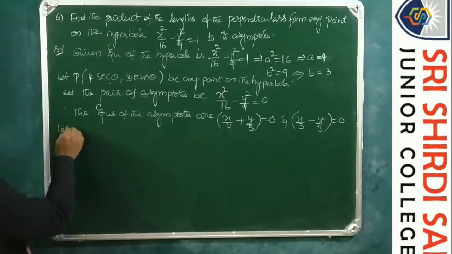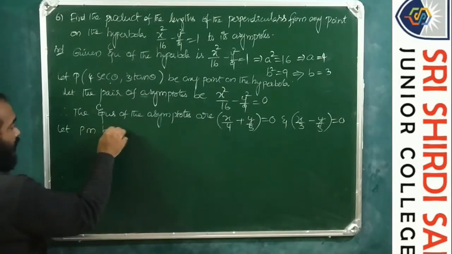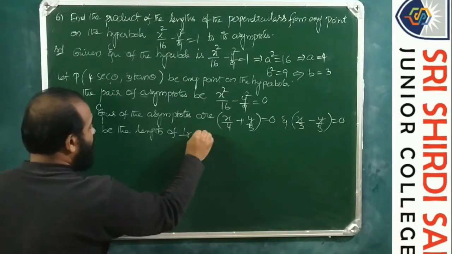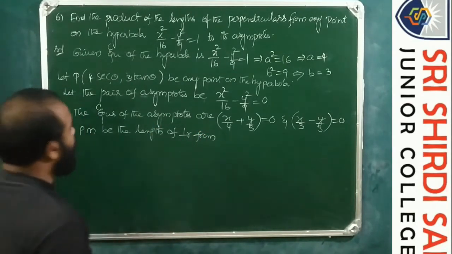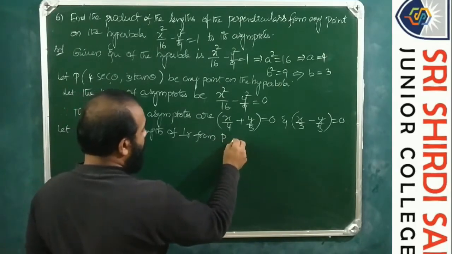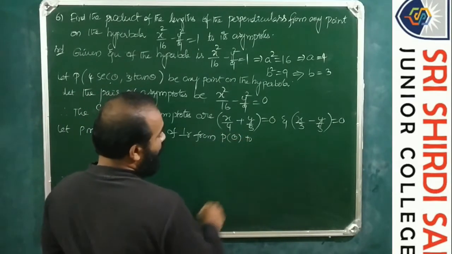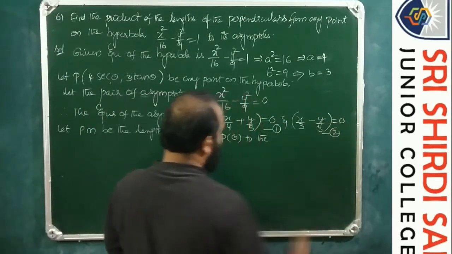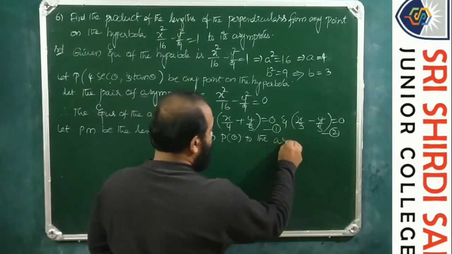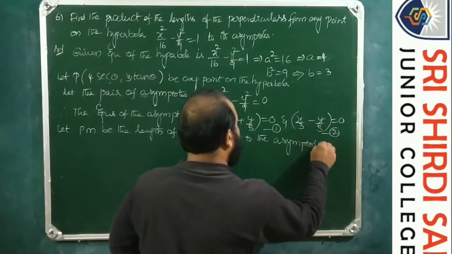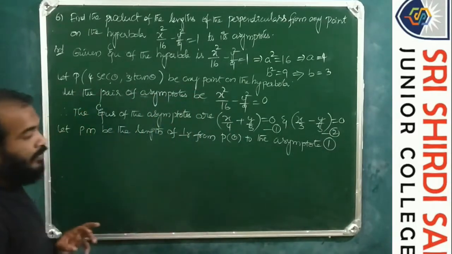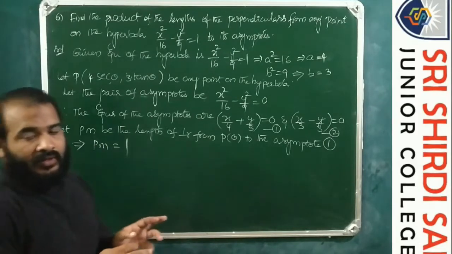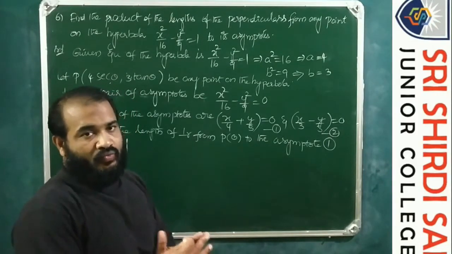So let PM be the length of the perpendicular from P theta to the asymptote 1, this is 1 and these are 2. Then the length of the perpendicular formula is PM equals modulus of a x1 plus b y1 plus c by square root of a square plus b square.